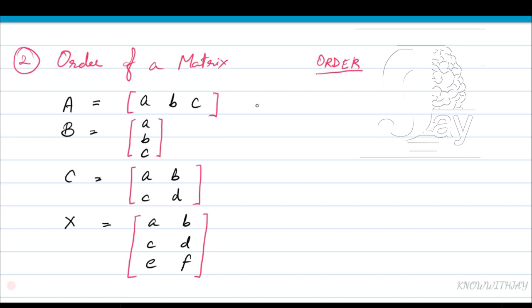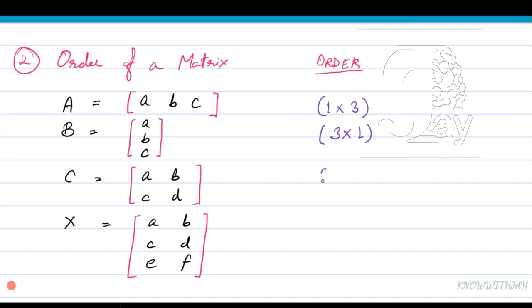So here we are going to identify the order of a matrix. Now suppose this matrix A, the order of this matrix is, how many rows do we have? Only 1 row. And how many columns do we have? We have 3 columns. First column we have A, second column we have B, third column we have C. The order of the matrix is 1 into 3. The second matrix B, the order of this matrix is 3 into 1. So 3 rows and 1 column.